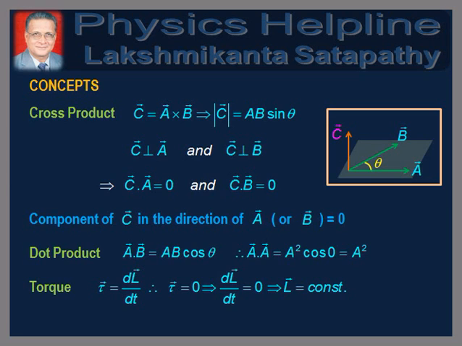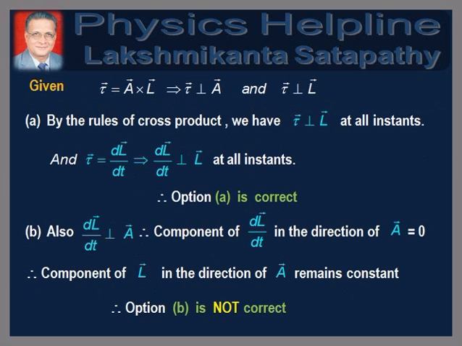If the component of torque in a given direction is equal to 0, then it follows that dL by dt in that direction is equal to 0. Therefore, angular momentum remains constant in that direction. Now, we are in a position to solve the problem in the question using these concepts. It is given in the question that tau is equal to A cross L. Now, let us examine the options one by one.